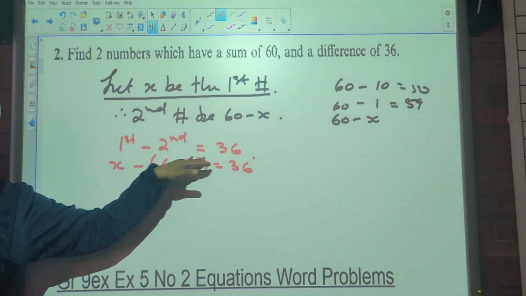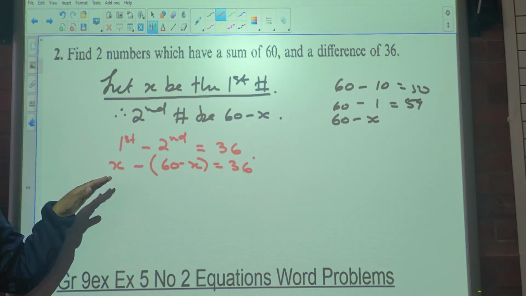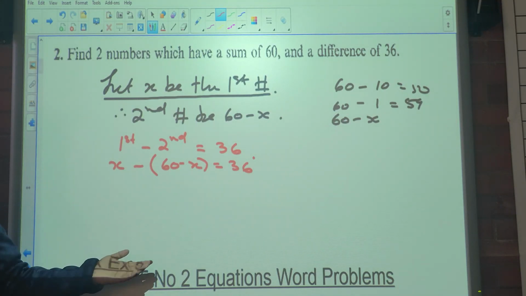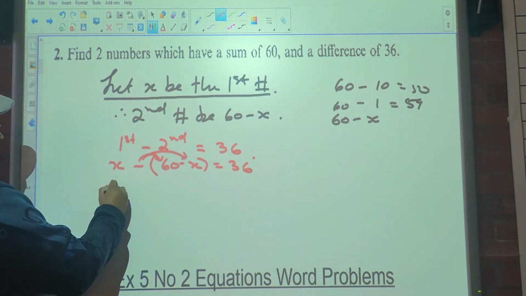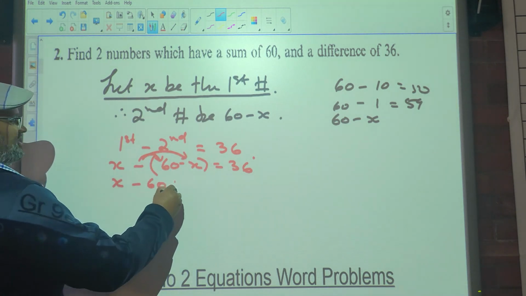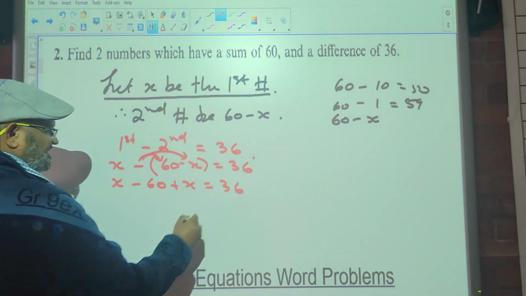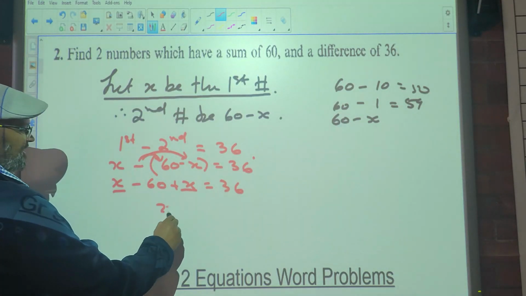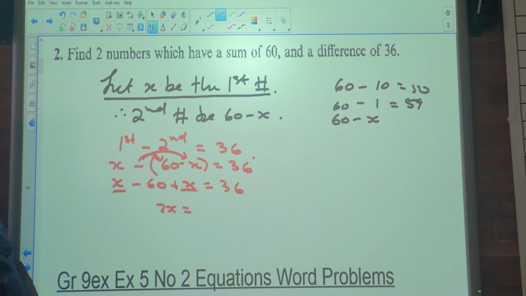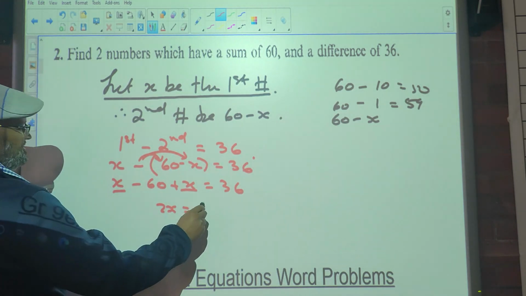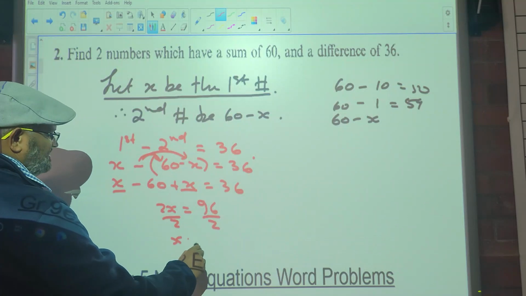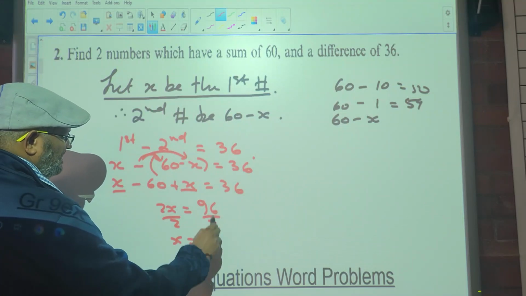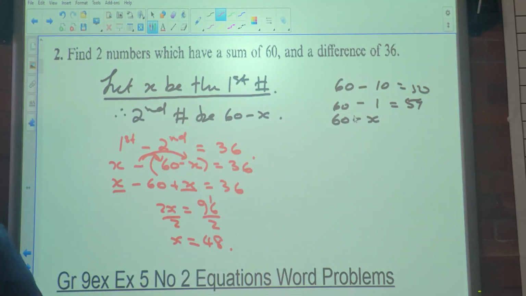What do you notice, people? Once we have this equation out, we can do anything. From here it's easy. Okay, everything in maths is easy. So you go x minus 60 plus x equals 36. x plus x is 2x, equal to 36 plus 60, which is 96. Divided by 2, so x is equal to 48. Have you answered the question?